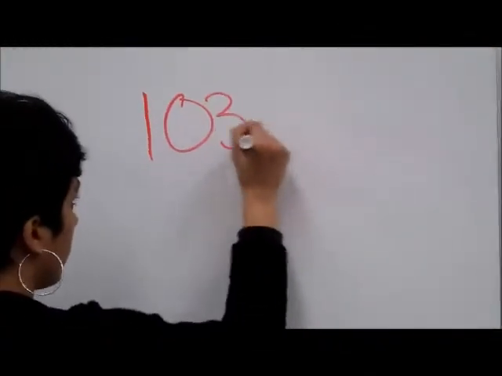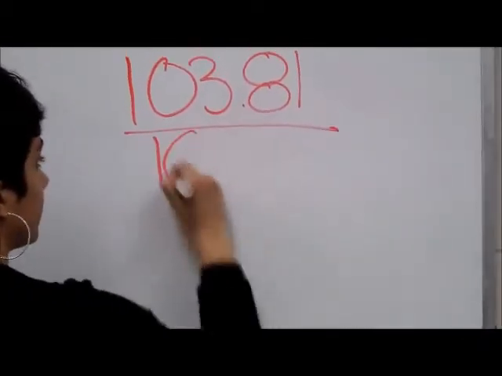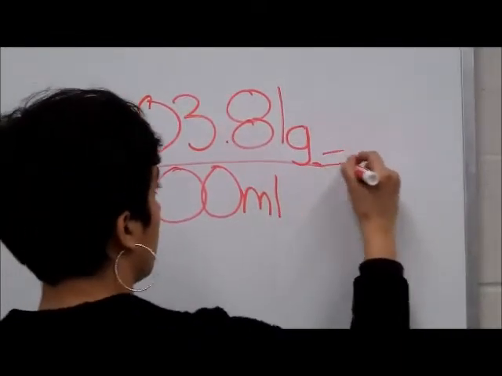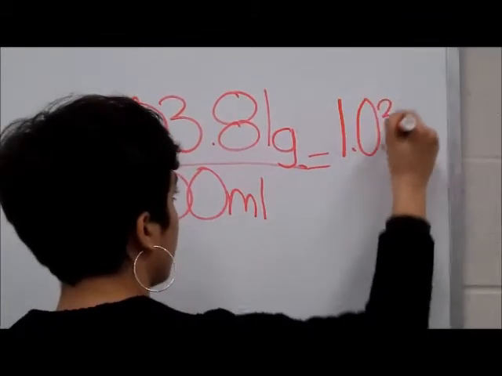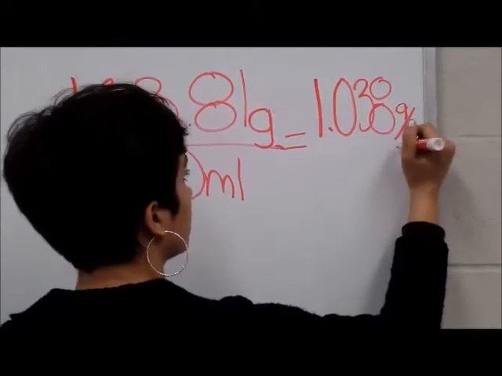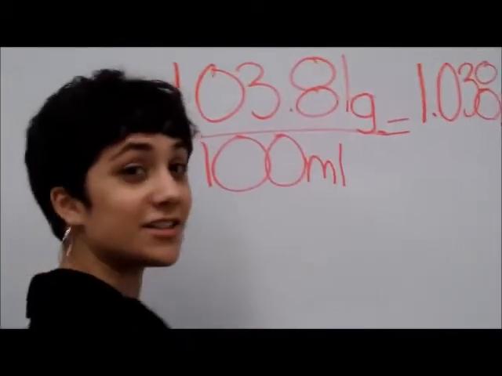There's the mass. Alright, with the mass of 103.81 grams, we will divide this by the predetermined 100 milliliters of syrup. It will give us a total of 1.0381 grams per milliliter cubed. Now on to the next liquid.